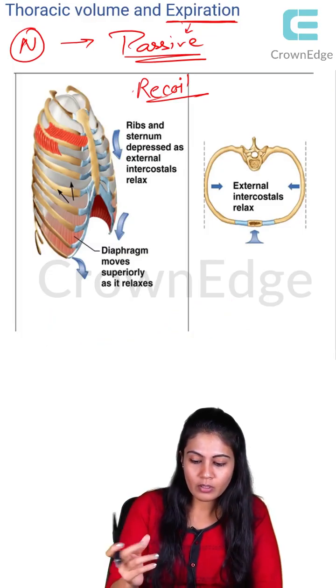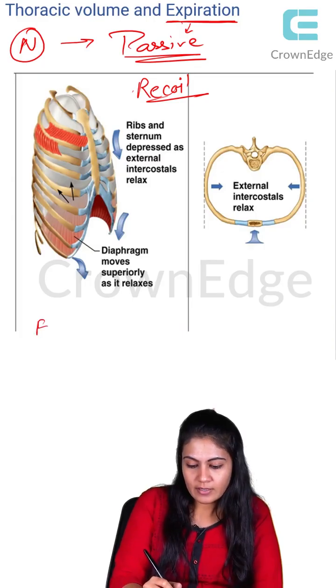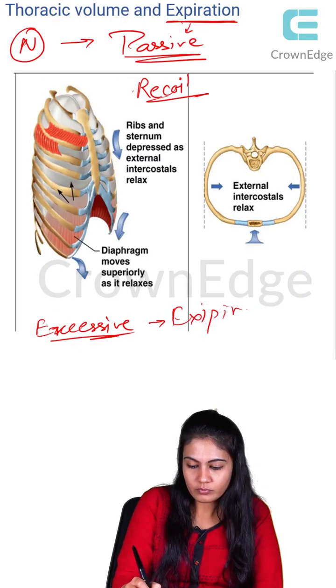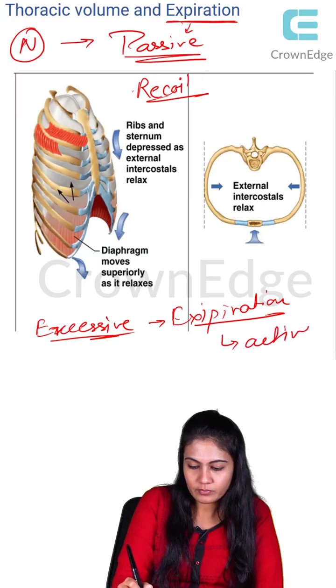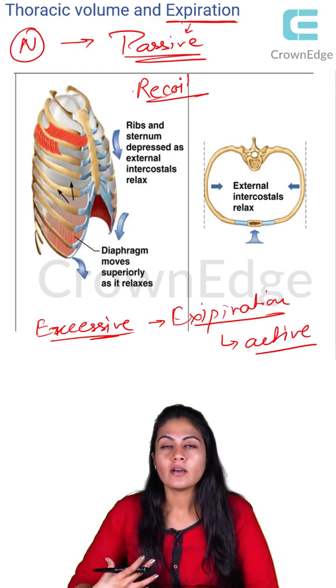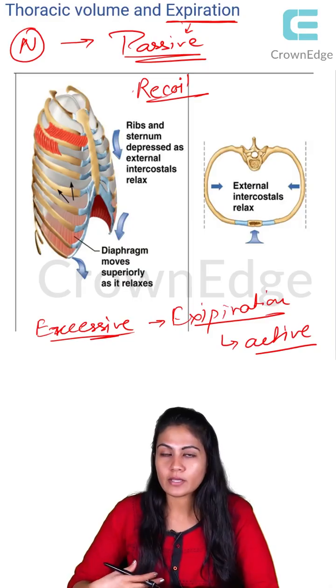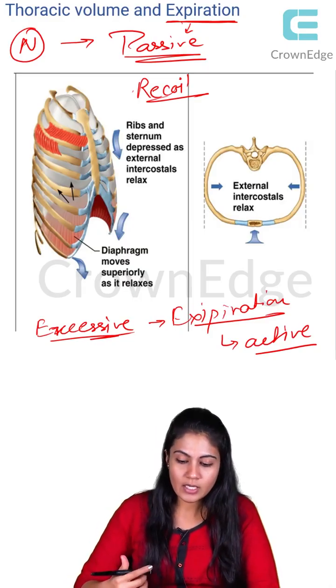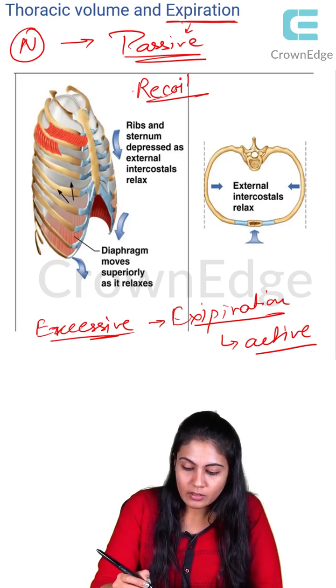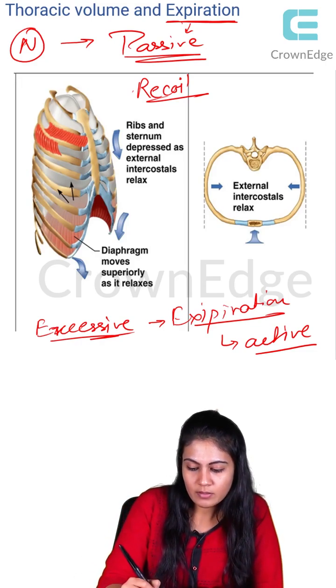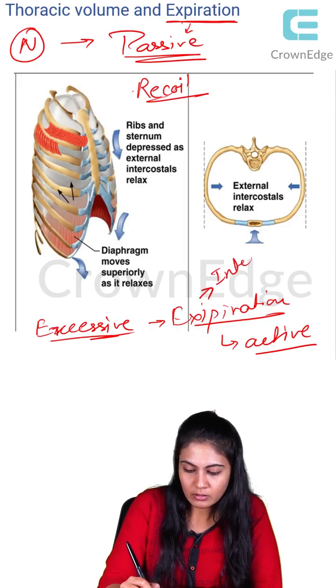So remember, whenever there is an excessive requirement, expiration becomes active. So expiration is an active process whenever an excessive amount of CO2 is there in the body and we have to throw it out, right? So in that situation, what is going to help us? Majorly the internal intercostal muscles.